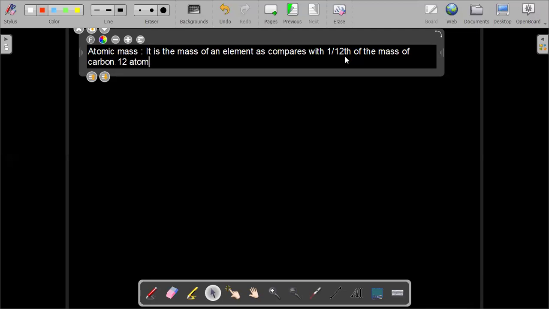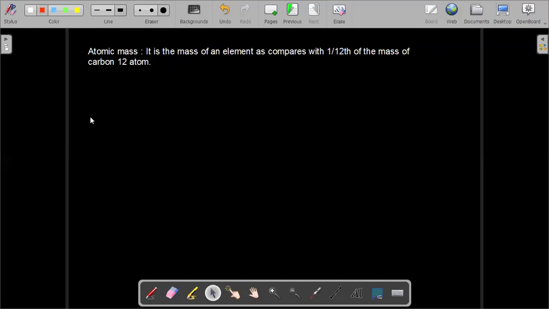Okay. So the mass of an element as compared with 1/12 of the mass of carbon 12 atom. First of all, we need to see what a carbon 12 atom is, and why we are referring to it. Carbon has different types of isotopes: carbon 12, carbon 13, and carbon 14. These are the three isotopes of carbon. Out of this, we have to choose the carbon 12 atom.